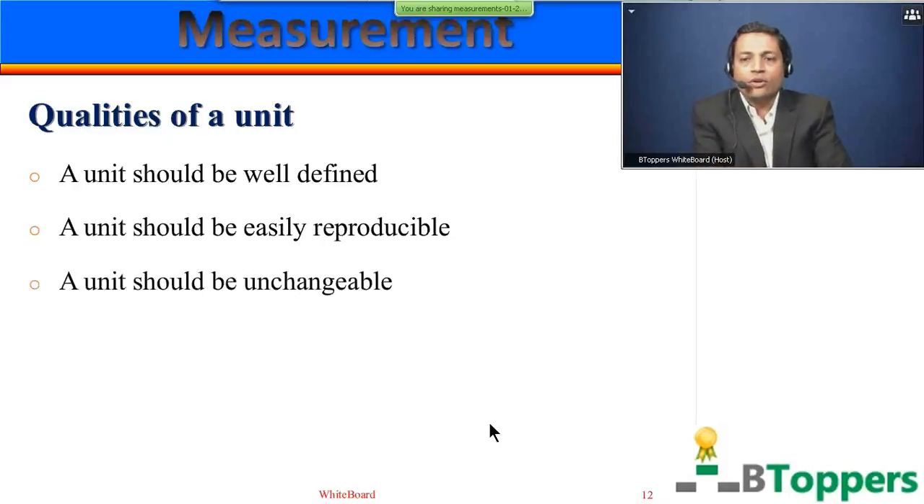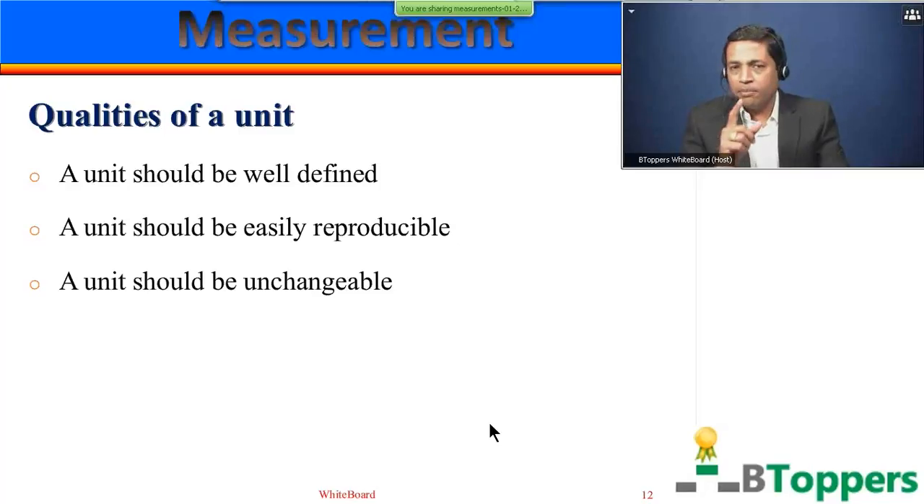The third one is that the unit should be unchangeable. Suppose you use a unit that keeps on changing, in summer it has one value, in winter it has some other value, in a rainy season it has some other value. So how can that be taken as a standard? Because a unit is supposed to be a standard reference. Therefore, the third important quality of a unit is that it should be unchangeable.